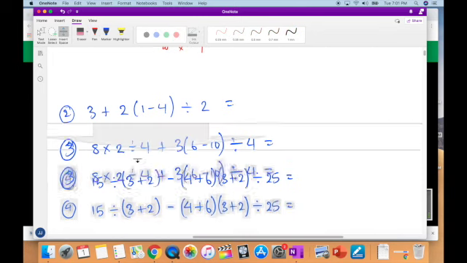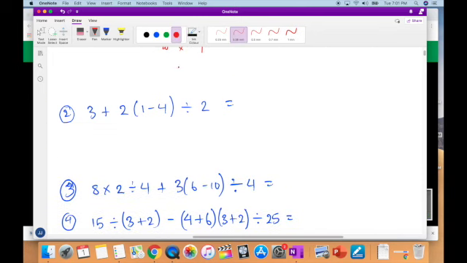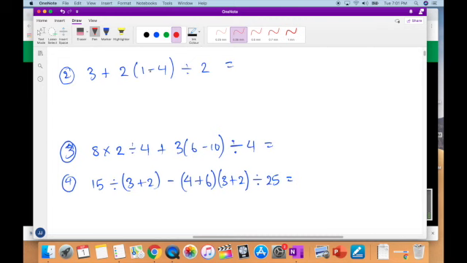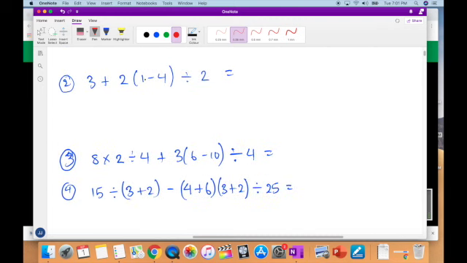For the second one, we're dealing with BODMAS, so we have the brackets first. So we'll have 3 plus 2, and the brackets is 1 minus 4. So you take the difference, different signs. You take the difference, which is 3, and you take the sign of the bigger number there, divided by 2. Right? So we tackle the brackets first.